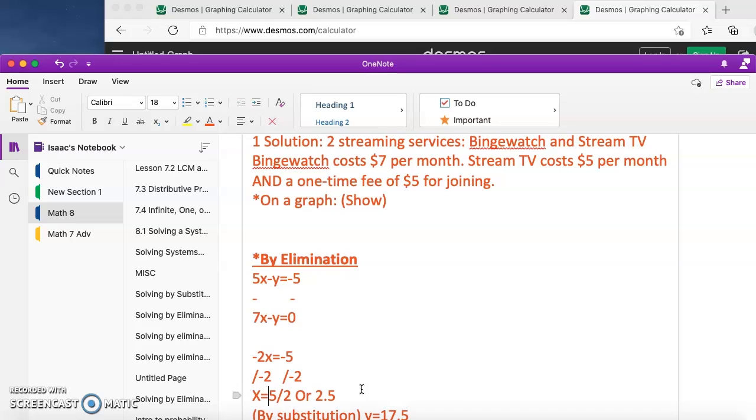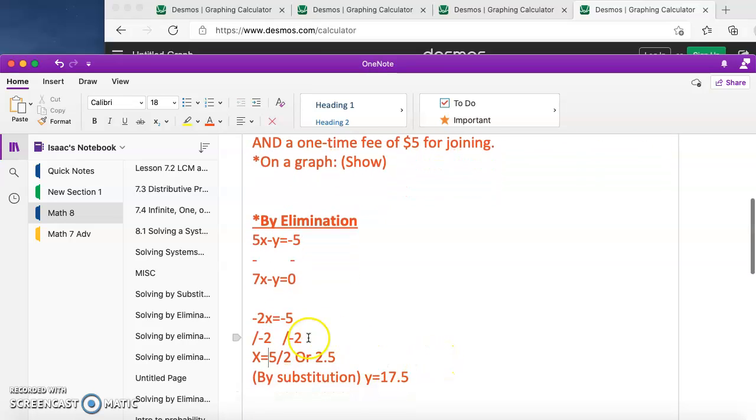So that means at the end of 2.5 weeks, you'd pay the same amount. At that point, if all I want to know is infinite solutions, one solution, or no solution, I know there's one solution. If I need to know what that one solution is, yeah, I've got to take that x value and substitute it back into one of these, and then I can find y, which would be 17.5.